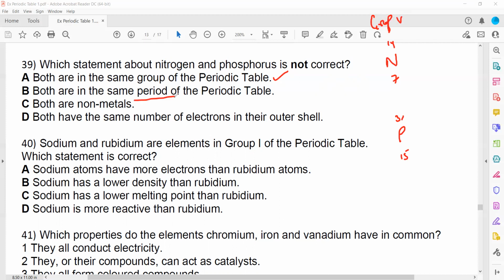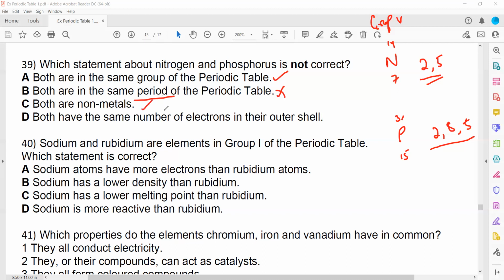They're in the same period. It can never happen. If elements belong to the same group, they can never be in the same period, because the period changes only as the number of shells changes. In case of nitrogen, it will be 2 and 5, whereas phosphorus will be 2, 8, and 5. So it will have 3 shells. So phosphorus is period 3, whereas nitrogen is period 2.